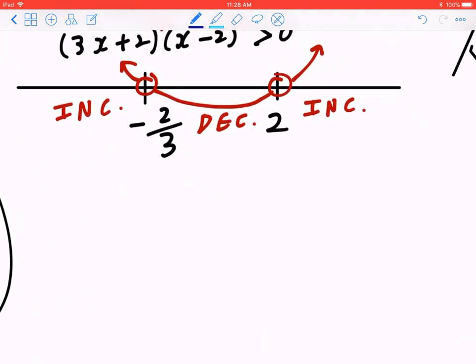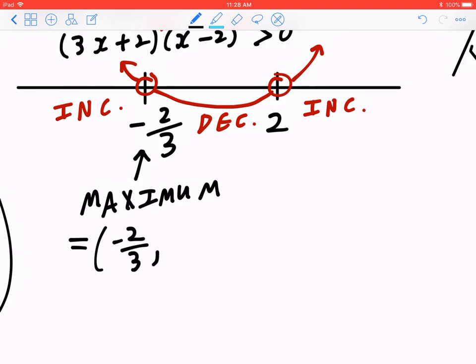Now, what does that really mean? If you look at the big picture, first the function is increasing, then it's decreasing. This means this point must be a maximum. And again, we know the maximum occurs at negative 2 over 3 and 40 over 27.